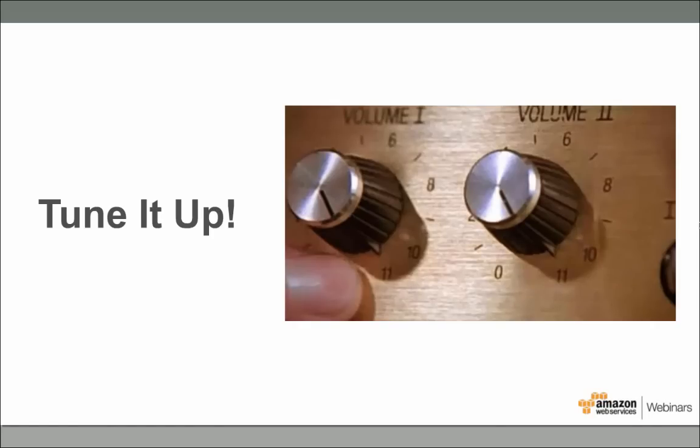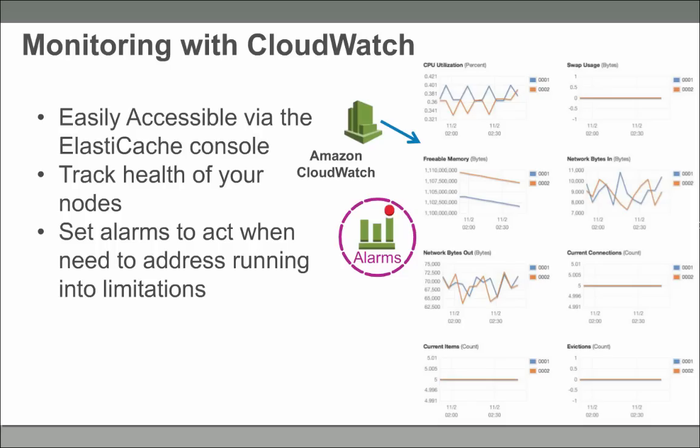So let's talk about performance and monitoring. ElastiCache is integrated with CloudWatch, and it provides you easy access to metrics that can help you monitor the performance of your cluster. You'll see a few dozen of these metrics that you can easily see within your console or access through your APIs. Another thing you can do is set up CloudWatch alarms that will let you know when you're hitting a threshold on one or more of these metrics.